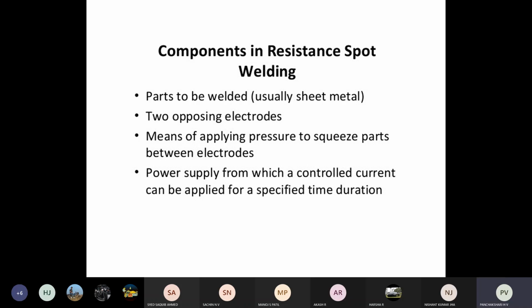What is the meaning of spot welding? I think I have explained this in the previous class. Spot welding is nothing but welding at isolated places, here and there. Only a particular spot is going to be welded, not continuous welding. At some spots, some locations, welding is carried out. That is called spot welding.